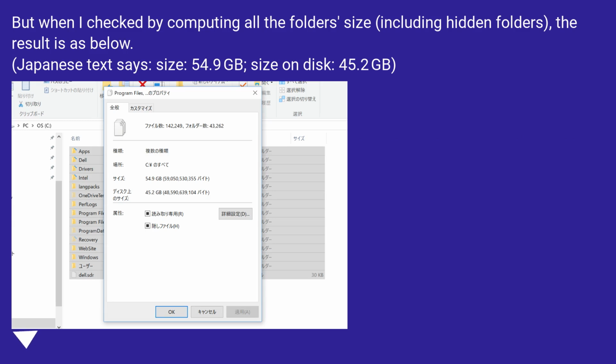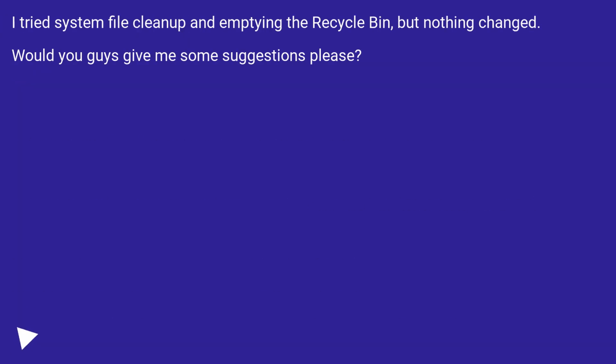But when I checked by computing all the folders' size, including hidden folders, the result is as below. Japanese text says, size, 54.9 GB, size on disk, 45.2 GB. I tried system file cleanup and emptying the recycle bin, but nothing changed. Would you guys give me some suggestions, please?